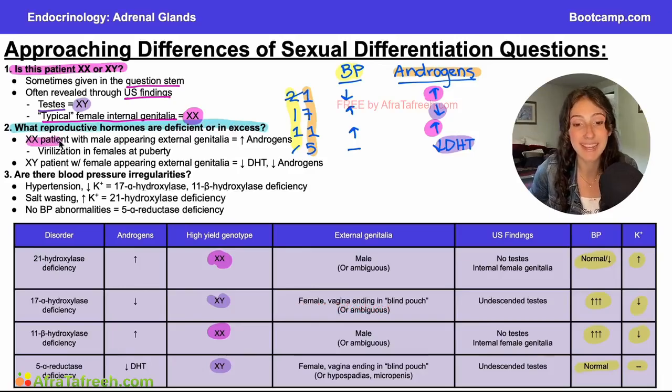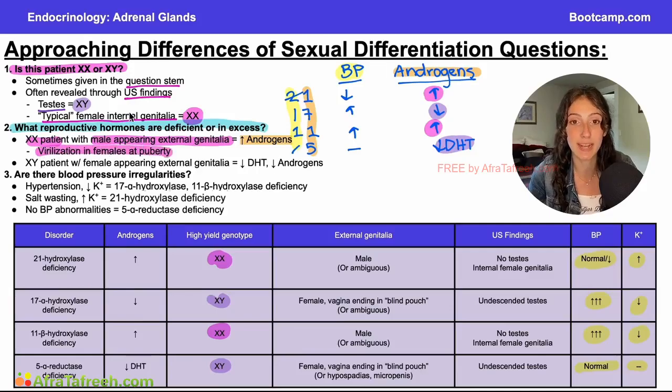So if you have an XX patient with male appearing external genitalia, that is going to be an excess of androgens, right? Because those androgens are what is making this female virilize, what is making this XX patient appear to have male appearing external genitalia. Similarly, if you see a female who is virilizing at puberty, with excess hair growth, deeper voice, facial acne, that could also be a sign of increased androgens.